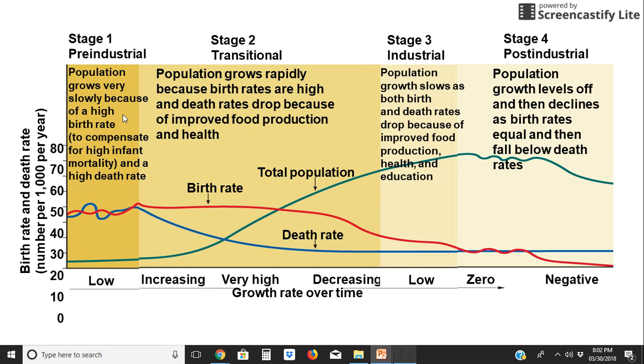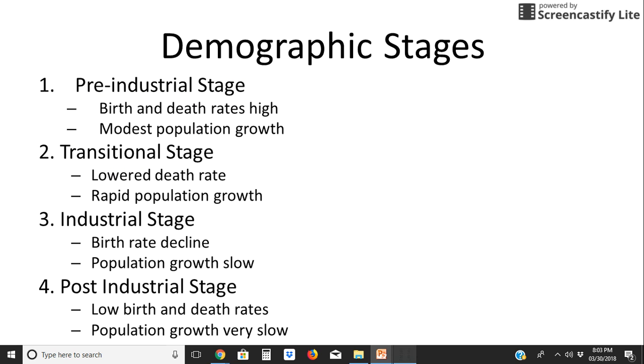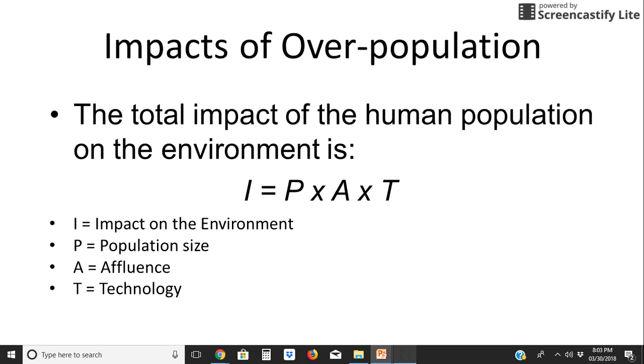Again, right, population's growing very slowly. Population grows super rapid because the death rates are starting to drop. In stage 3, the birth rates are dropping and the death rates have dropped, so they're kind of caught up with each other, starting to even out. And finally, in the post-industrial, the population growth will level off and then fall again. And so here it is again in words. So I will skip that again.